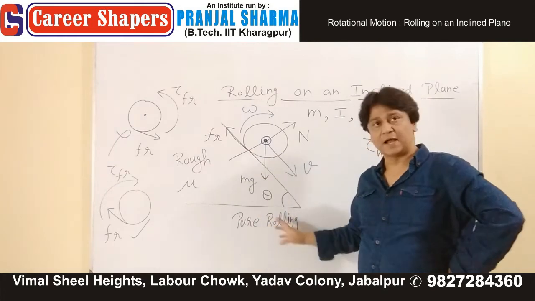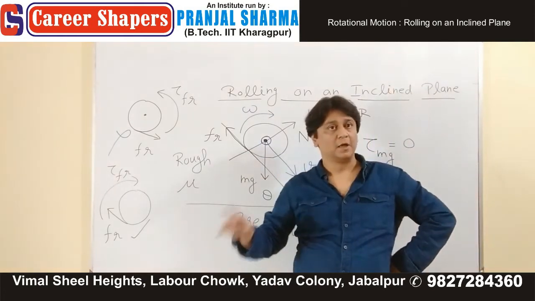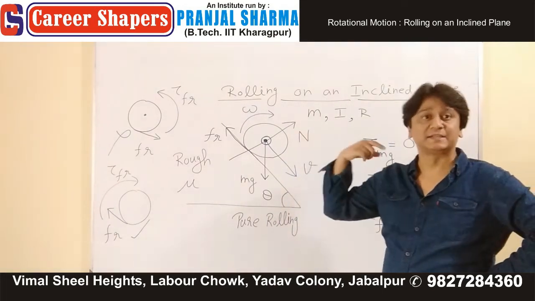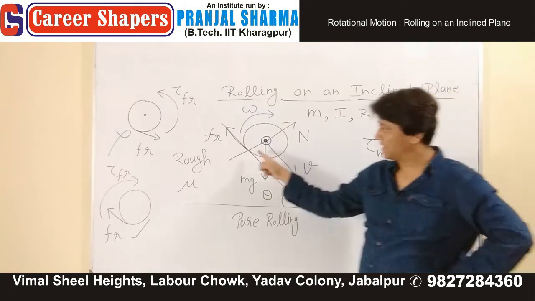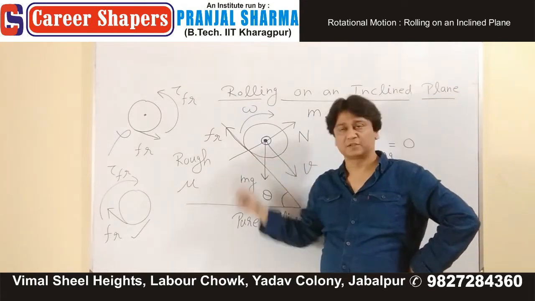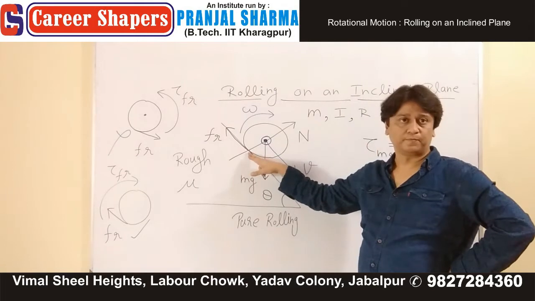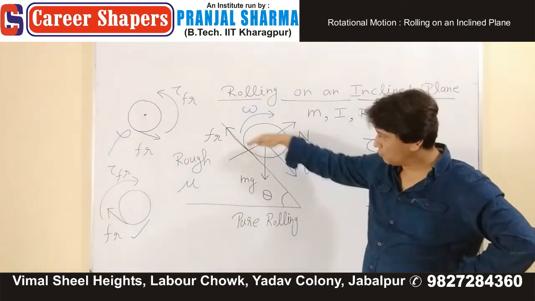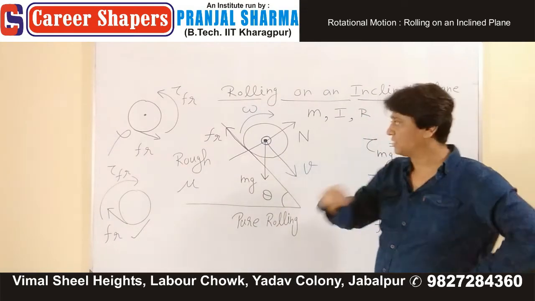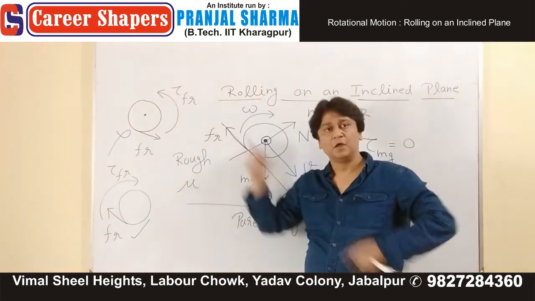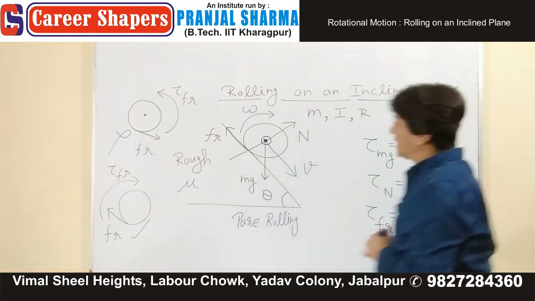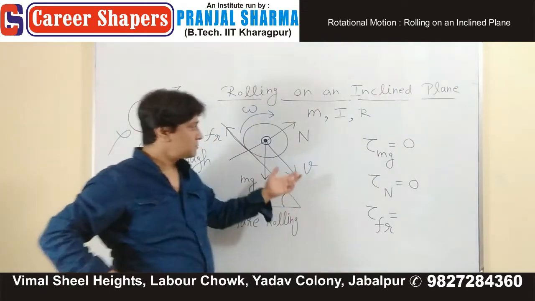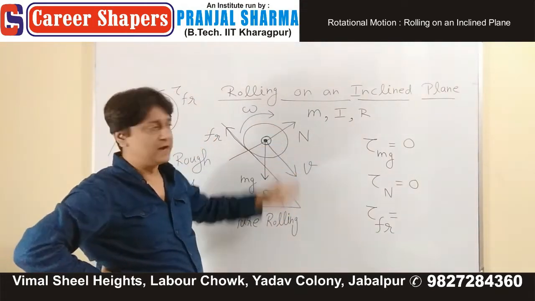Pure rolling says that it's not moving, but friction opposes what? Tendency to move with respect to the contact surface. This point has a tendency, it is not moving, but it has a tendency to move downwards. To oppose that tendency, friction is acting up. So if we decide that tendency directly, it will become a bit complicated.